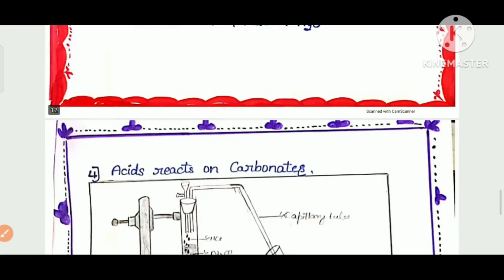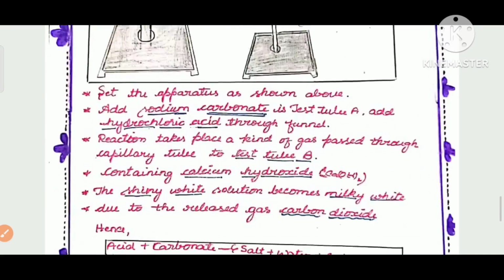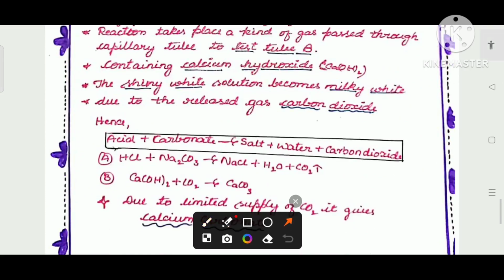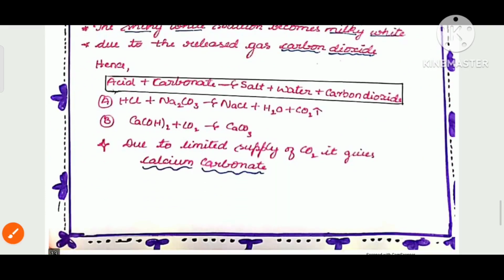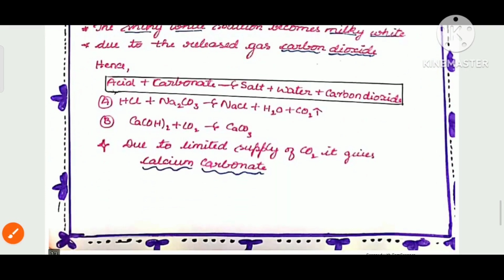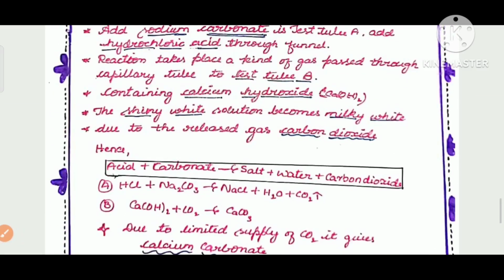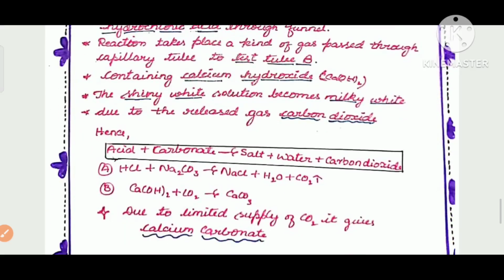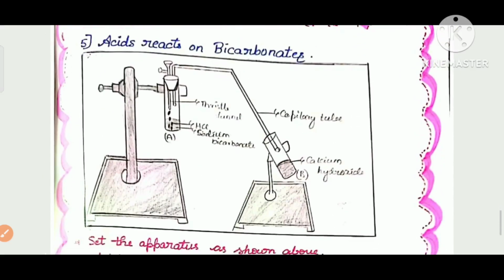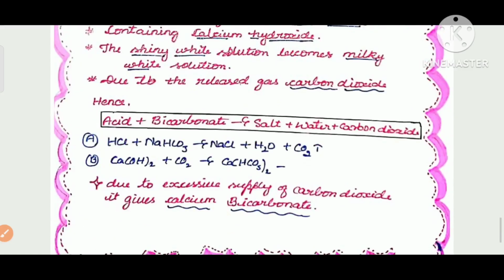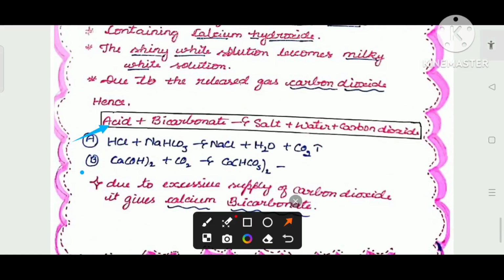Now the next one, acids react on carbonate. At that time the output gas released is carbon dioxide. And equations are most important here. These equations you practice in two different test tubes, and all the changes that happen, that you also need to remember. It turns calcium hydroxide milky white, all those concepts I have given, just go through those 2 points also. And the next one, acids react on bicarbonate, regarding that also is there. And here practice the equations well, dear students, for the sake of examination.